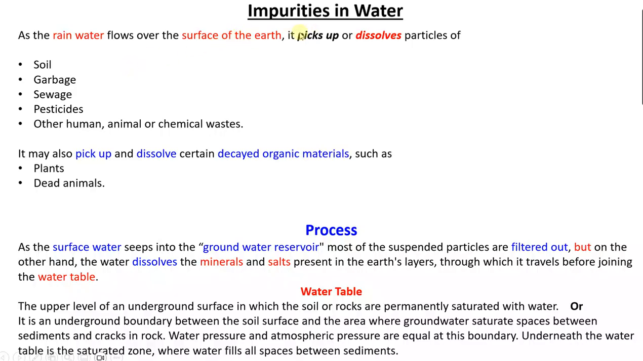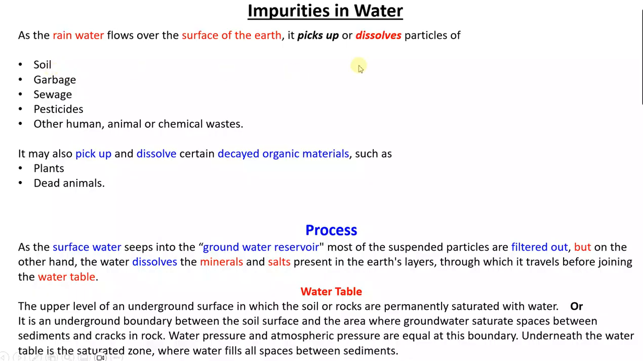Here we have impurities in water. As the rainwater flows over the surface of Earth, it picks up dissolved particles. Why are we discussing rainwater here? Because in many parts of the world, many countries use rainwater for drinking. That's the reason we are discussing rainwater on the surface of Earth.